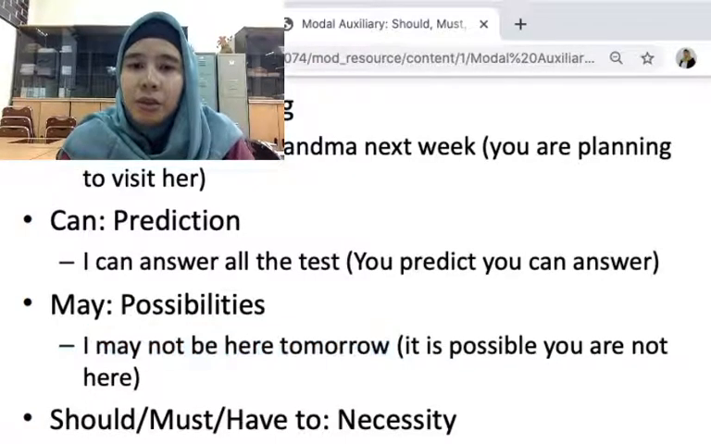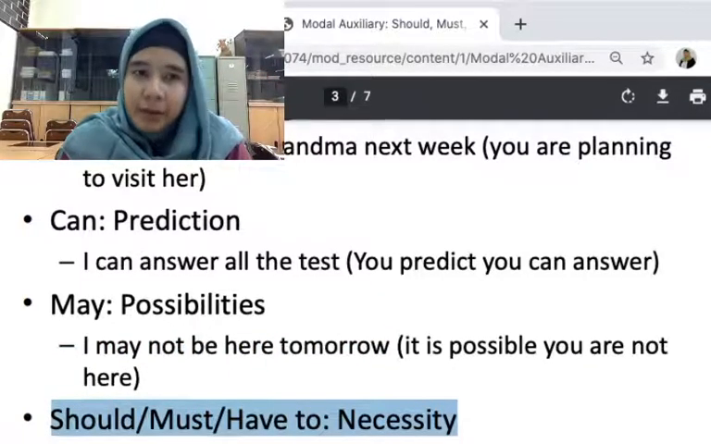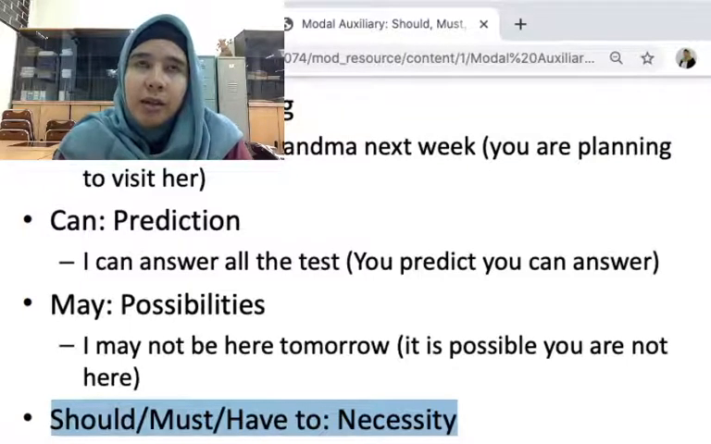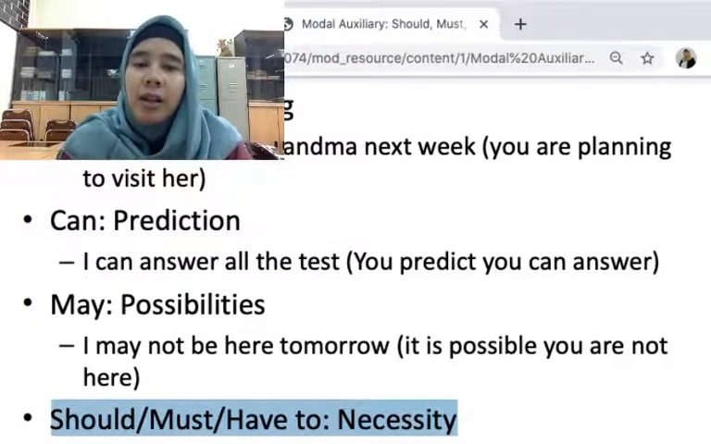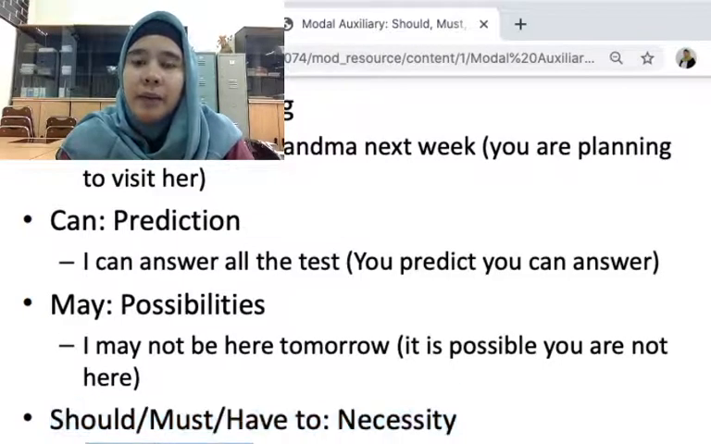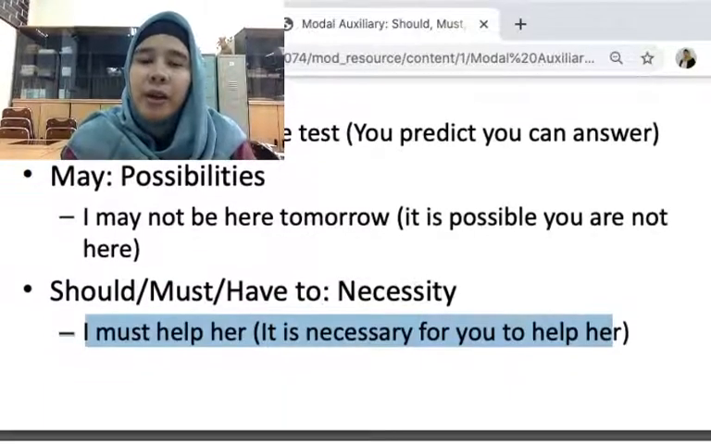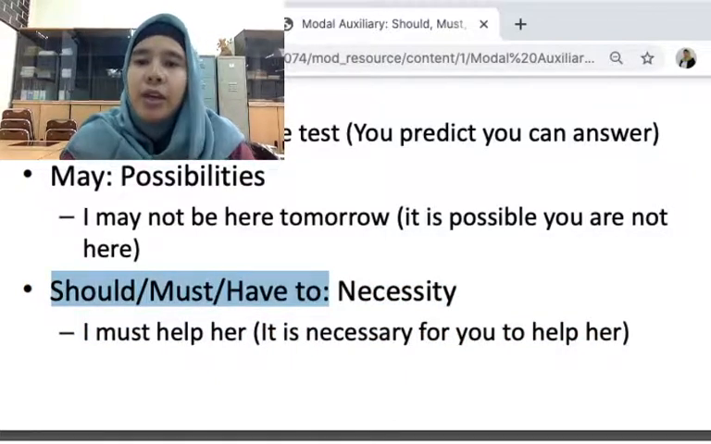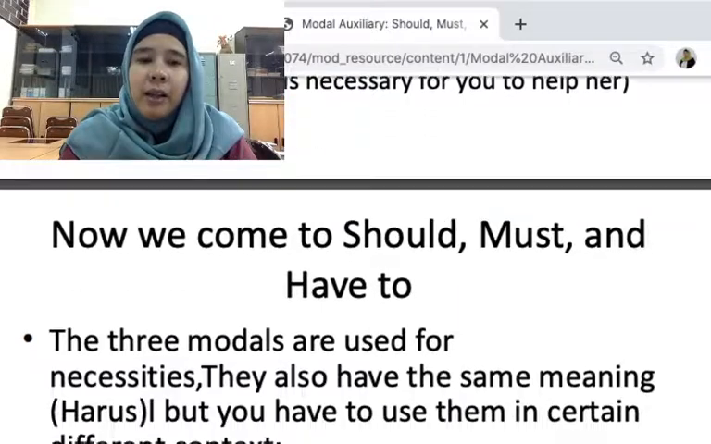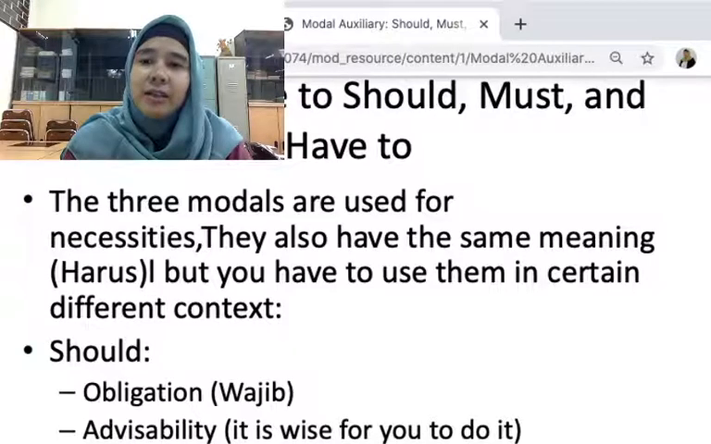Next, should, must, and have to are used for necessity. It means when you want to use this kind of modal auxiliary, you think that it is necessary. It is very important to do your activity. This is an example: I must help her. It means it is necessary for you to help her. Okay. Now we are narrowing down to what we are talking about, that is should, must, and have to. That is about necessity. Now we are focusing on that kind of modal auxiliary.